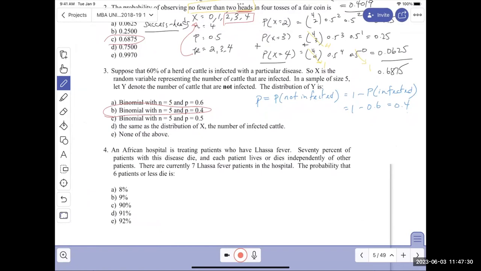So for this one, what is it that, what are we looking for? What is the success?